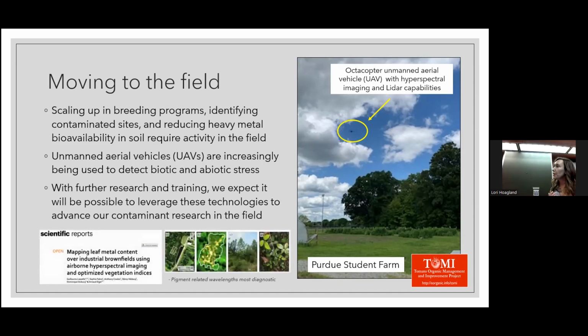There is a group that recently published a nice article using UAV technologies and hyperspectral imaging to actually map areas within brownfields using plants. And in their study, interestingly, it was these pigment vegetative indices, just like we saw, that were most predictive.